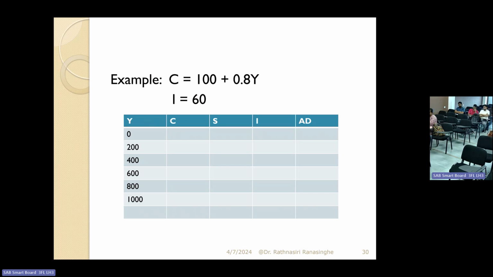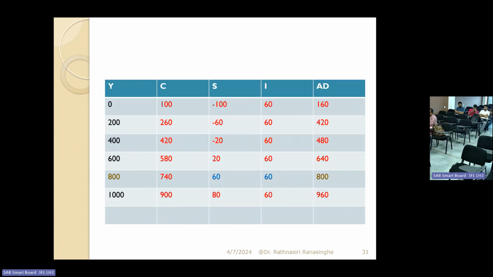Then the investment is autonomous at any given level of income. Investment is 60. By adding the consumption and the investment, we can take the aggregate demand. Now this is the consumption. We know that when the income level increases, consumption also increases. And the savings start from negative, negative savings, and finally become positive as income rises.